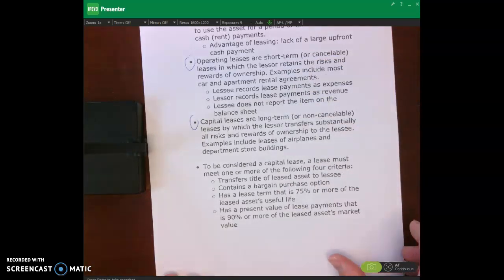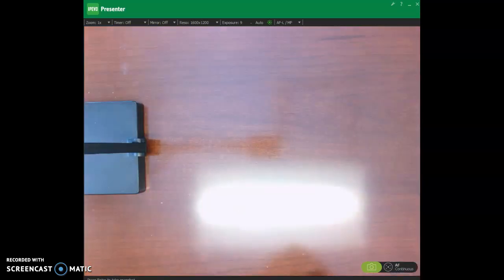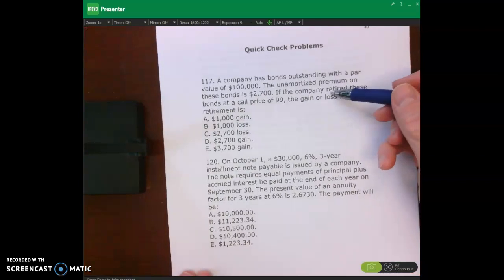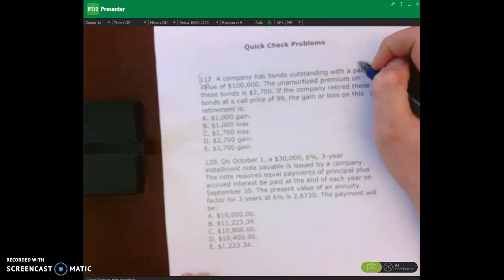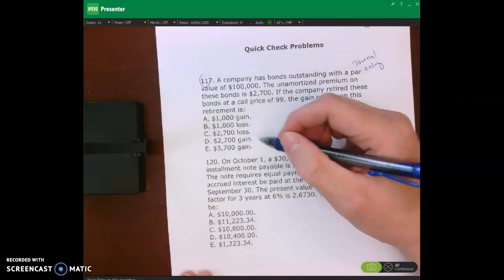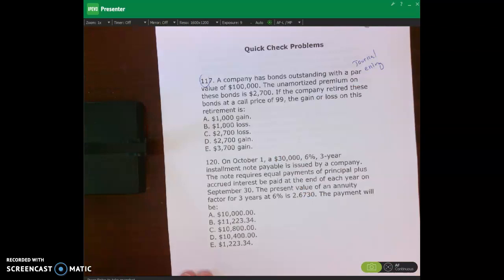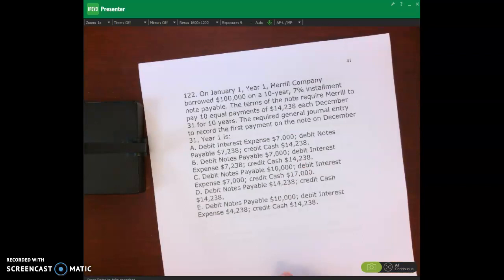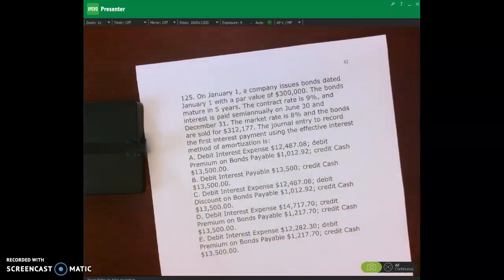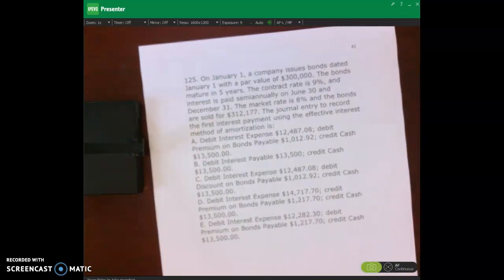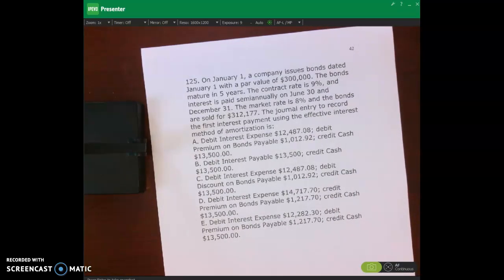Okay? So on these next few pages, we have these quick check problems. We have this one right over here. And with 117, I want you to give me the full journal entry, although I'm not asking for it here, but I want you to do that. And then this one talks about installment notes, and then you can choose the best answer here and the best answer here. So go ahead and stop the lecture video and complete those quick check problems, and then we will go over those together.